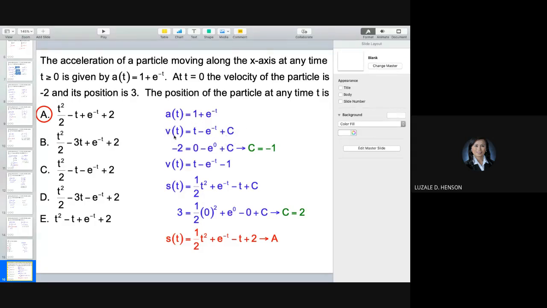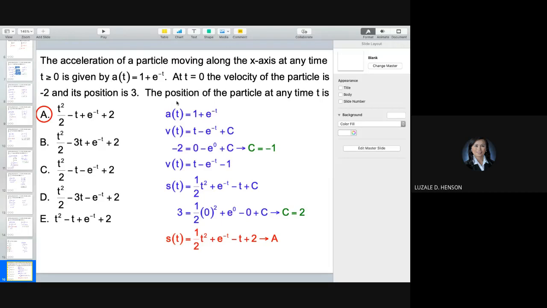Okay? Then apply the condition that at t equals 0, the velocity of the particle is negative 2. So all the t's will be given a value of 0, and the v, velocity, would be negative 2. This expression is velocity. It's not v times t; this is v, velocity as a function of time. So you have negative 2, and you can solve for c. And c is negative 1. So this is the expression of your velocity now. The arbitrary constant is gone.